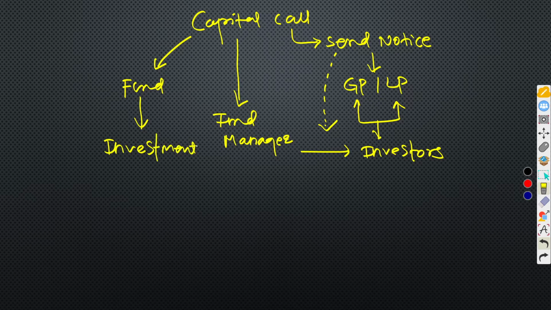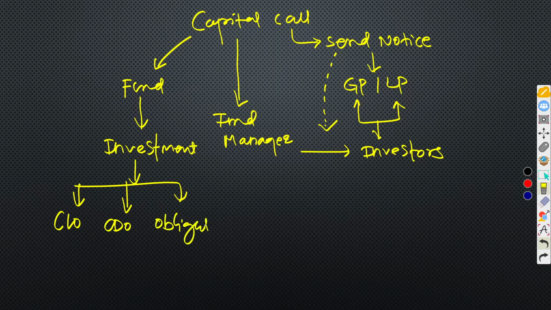If you don't have a fund, then how will the fund manager invest? The fund manager needs funds from the investors, the general partners or limited partners, for investment purposes. Once the fund manager receives that fund, the manager will invest it in a variety of financial instruments. It can be CLOs, CDOs, obligations, normal equity, bonds, swaps, or anything.